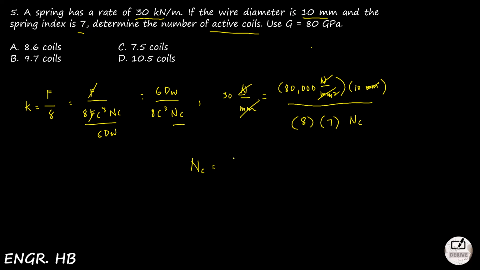So that was 80,000 times 10 divide 30 divide 8 divide 7 cube. 7 cube pala to, kasi C cube eh. Divide 7 cube. So the answer is 9.72 coils. And the closest answer is letter B. So the answer is B, 9.72 coils.